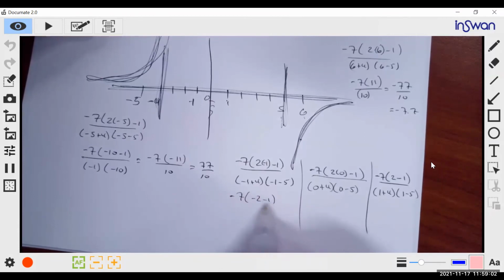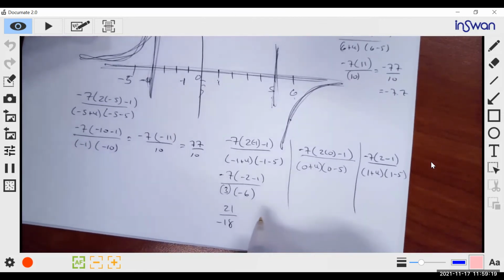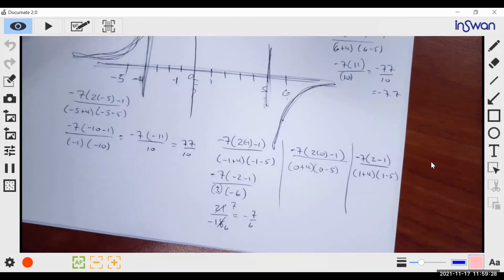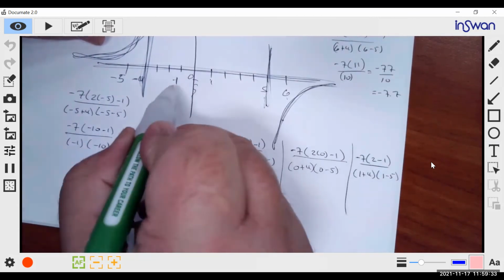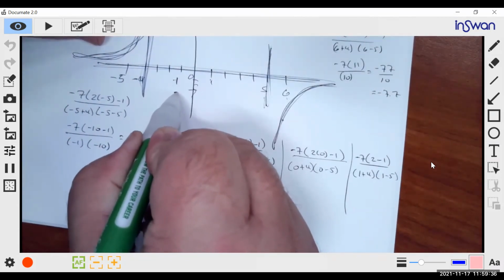-7, -2 minus 1. -1 plus 4 is 3. -6. -2 minus 1 is -3. -3 times 7 is +21 over -18. They both have a 3 in common. So it's -7/6. So at -1, it's -7/6. It's just over 1. It's there.